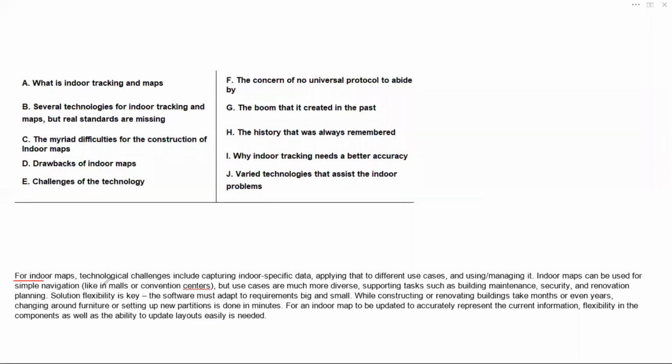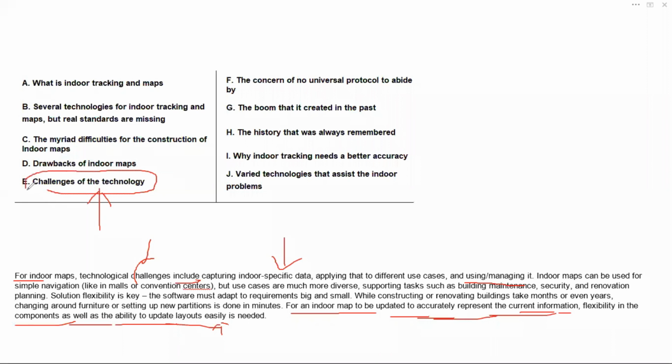For indoor maps, technological challenges include capturing indoor specific data, applying that to different use cases and using or managing it. For an indoor map to be updated to accurately represent the current information, flexibility in components as well as the ability. There are a lot of things that have to be done. All they're talking about could be the challenges of the technology. Okay, are they talking about the challenges of the technology, or the myriad difficulties for the construction of indoor maps?